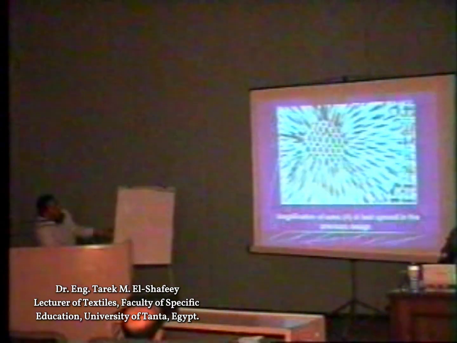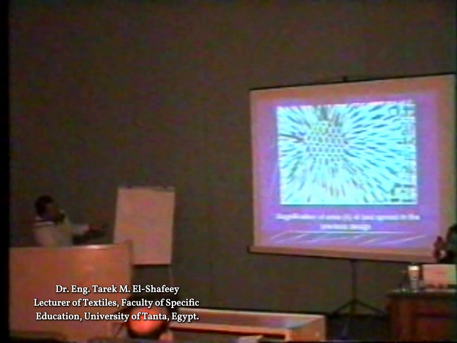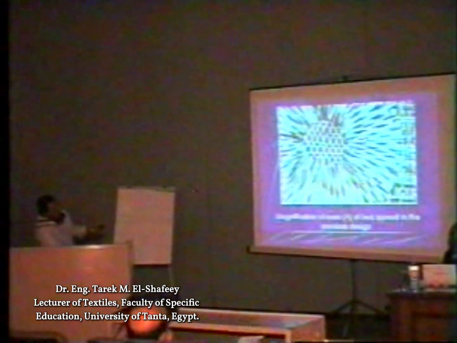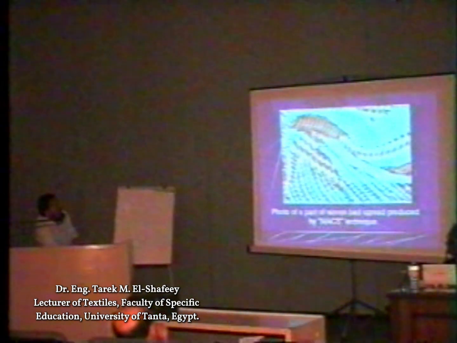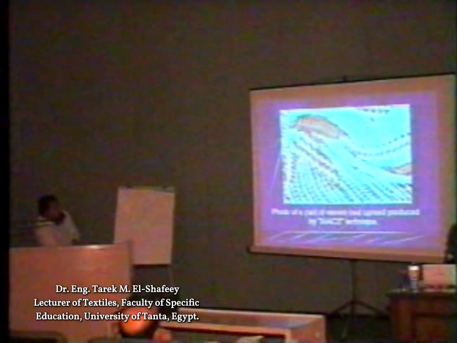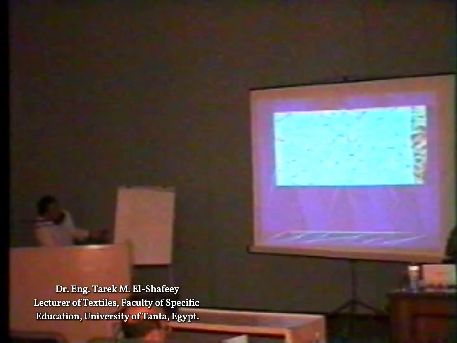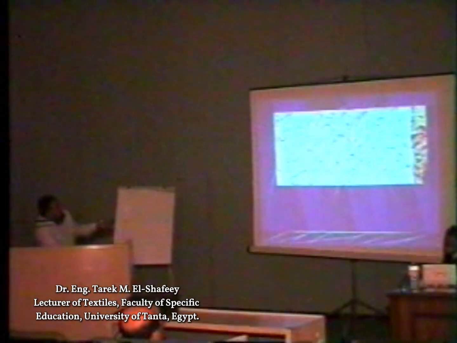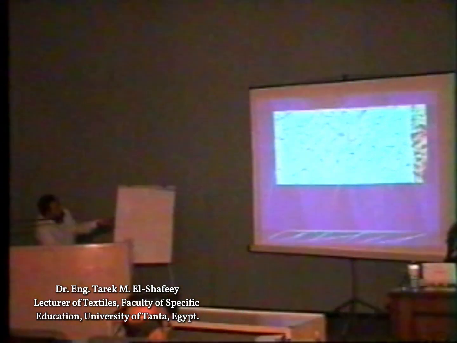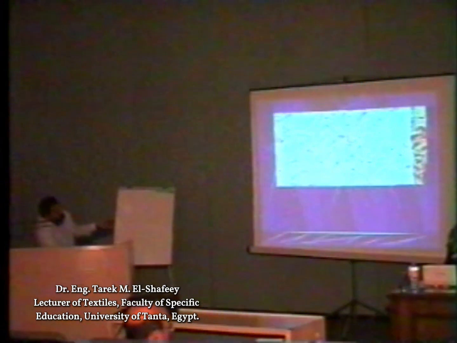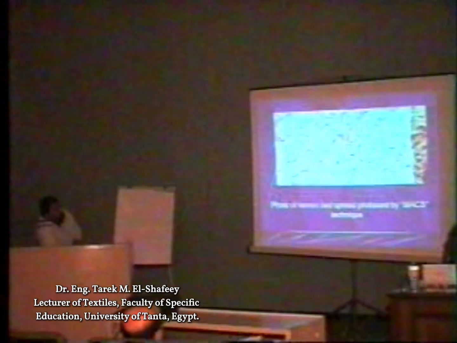Here every weft or warp has a special direction. Photo part of moving bedspread produced by MAX. You see here various curves. Every one of it will move in two directions of warps and wefts, different from the others. Photo of moving bedspread produced by MAX.